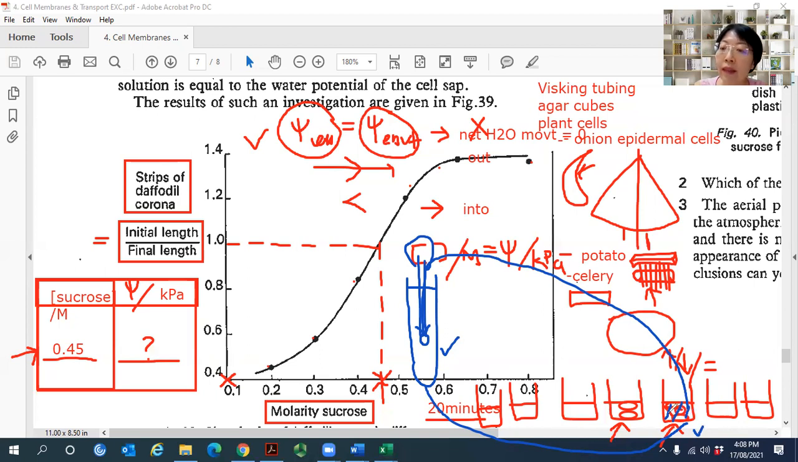So we say that water enters the sucrose solution, right? Sucrose becomes more diluted. What do you think will happen to this drop of sucrose here? Will it remain suspended, or will it float, or will it sink? Suspended means they remain in the same level, or floats, or sink.